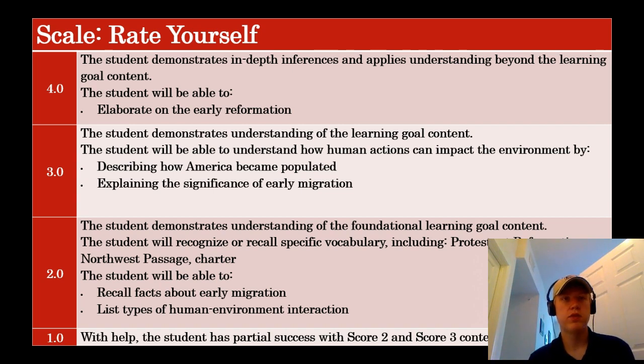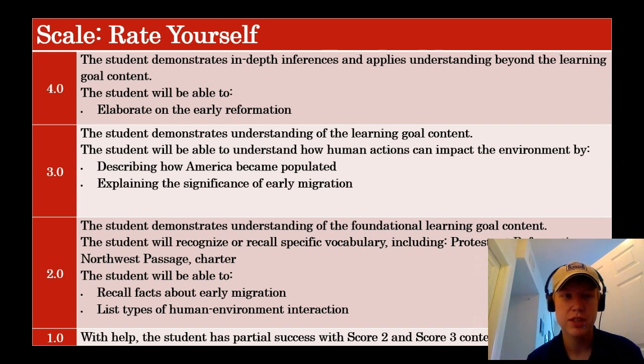Level 4, the student demonstrates in-depth inferences and applies understanding beyond the learning goal content. Level 4 means that you're above the level 3, and when you get to level 4, you'll be able to do everything below it, and the student will be able to elaborate on the early Reformation. So in order to be at level 4, it's going to require some extra looking into the Protestant Reformation. Perhaps you might even have to look at some knowledge that's not presented in this video. But we're going to try to get you there. All right, so let's get going.